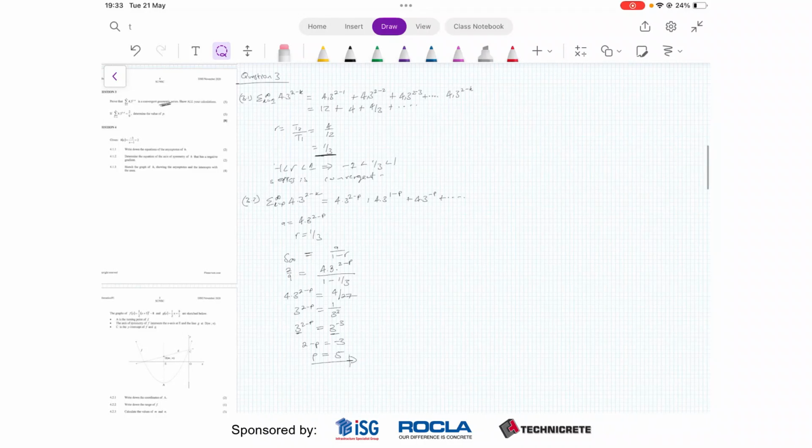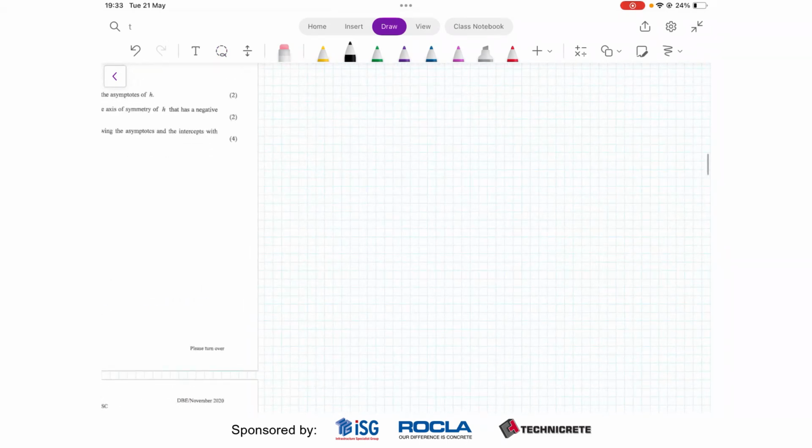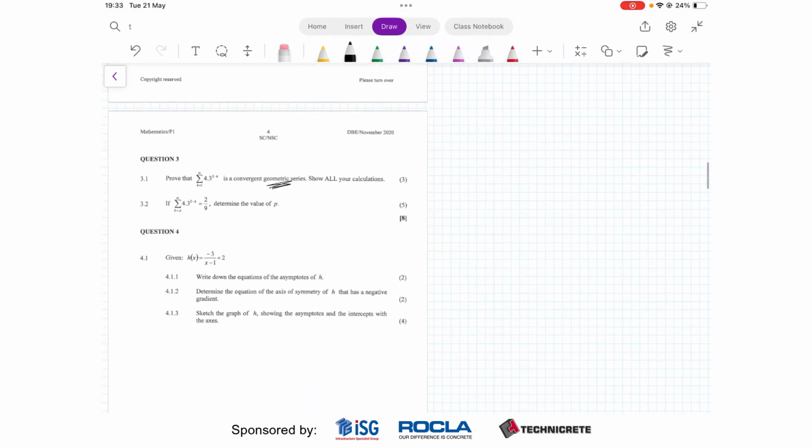And now moving on to question 4. We are given that h of x is equal to minus 3 over x minus 1, all plus 2. Now 4.1.1, we are asked to write down the asymptotes of h. Now immediately you can tell that x equals 1 and y equals 2. Those are our asymptotes.